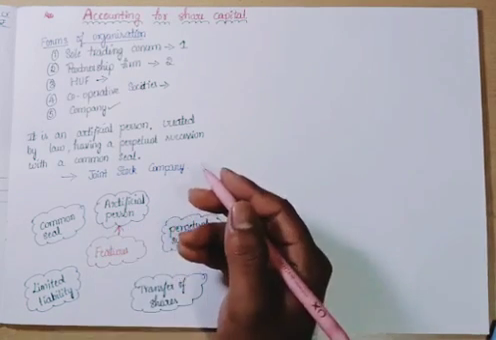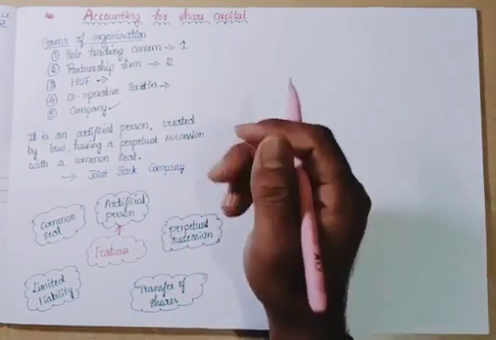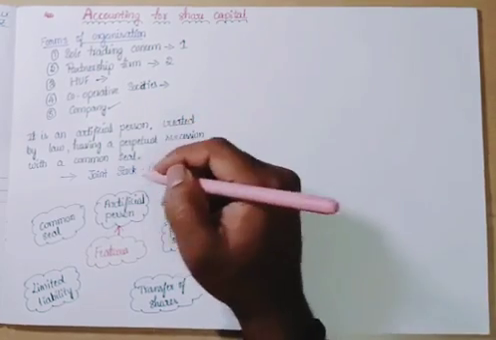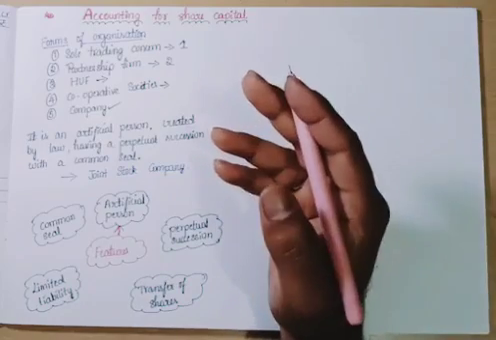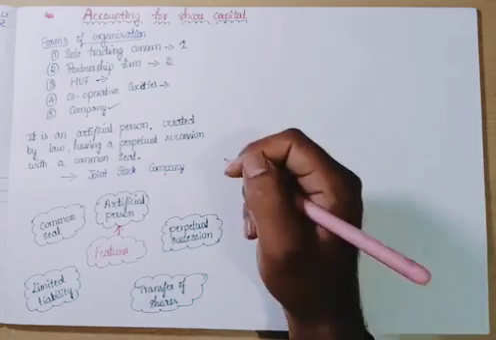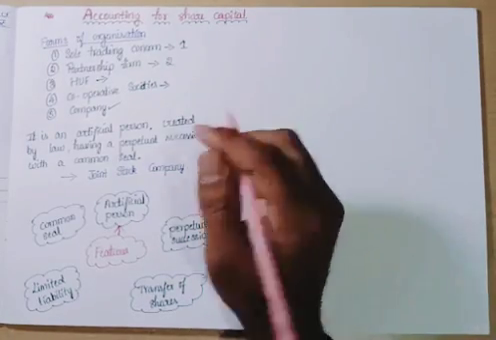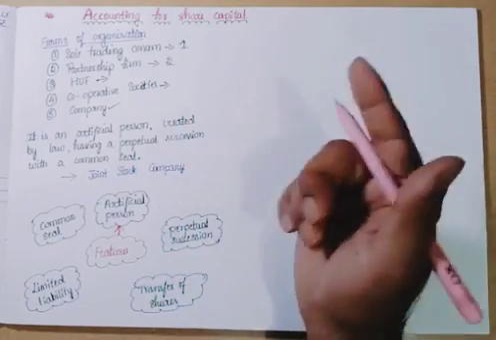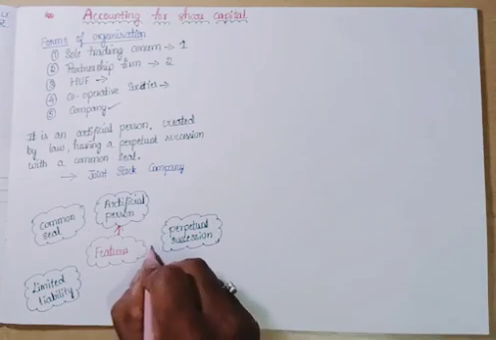See, artificial person is nothing but any organization which is created by law, then that organization we can call an artificial person. It can act as a person. It can purchase land in its name. It can enter into contracts in its name. For example, let me take Canara Bank. Canara Bank purchases land in Canara Bank's name, as well as it can enter into contracts in the name of Canara.